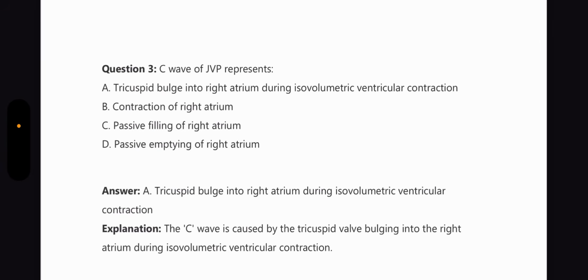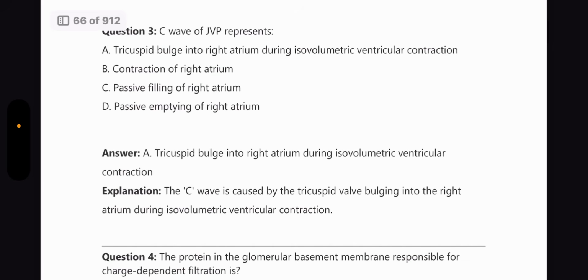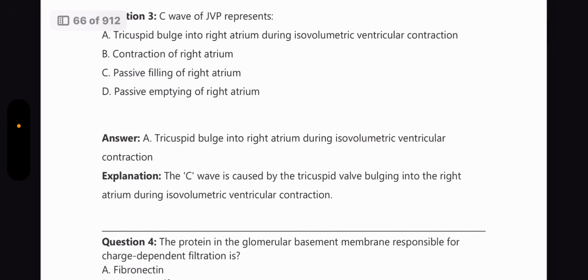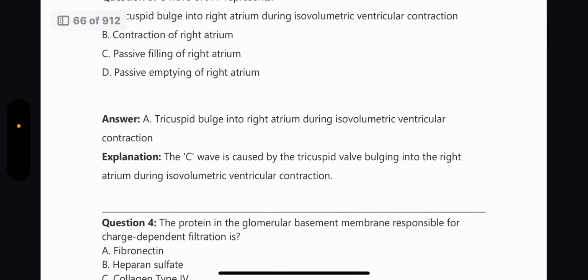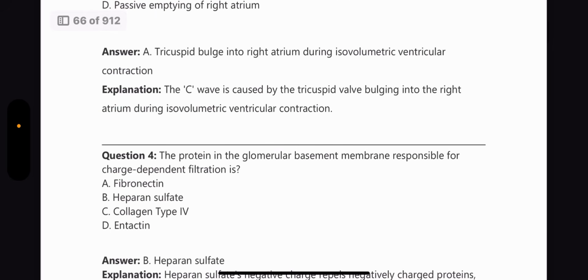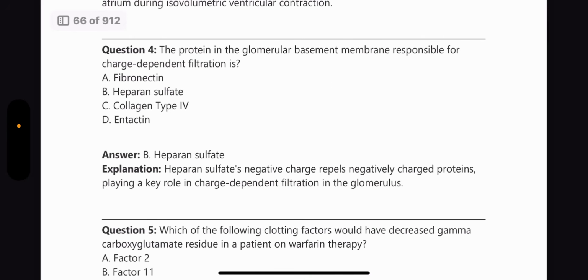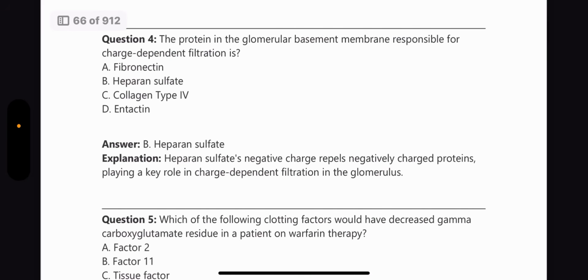JVP, again a very important area, and C wave of JVP is tricuspid bulge into right atrium during isovolumetric ventricular contraction. The C wave is caused by the tricuspid valve bulging into right atrium during the isovolumetric ventricular contraction. Next, the protein in the glomerular basement membrane responsible for charge-dependent filtration is, answer, heparan sulfate.